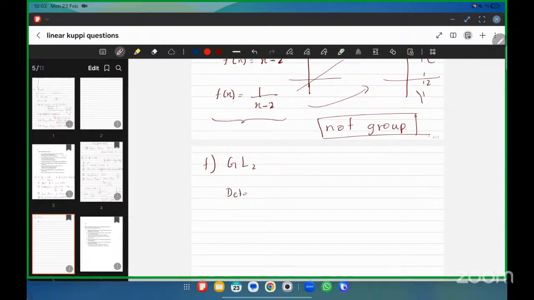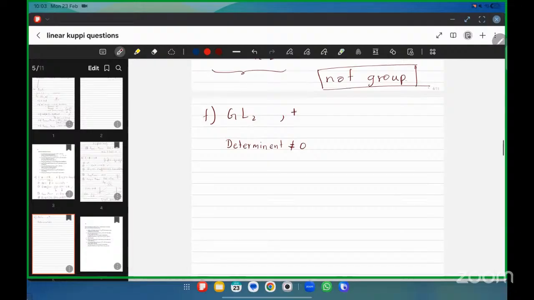So if the determinant is not equal to 0, we can find the inverse. And here we are performing matrix addition. Here also we can check the group conditions one by one. The first one is it's non-empty. The second one: I'll call the group G. When we perform the operation plus on the G set, we have to get the result in the G set.